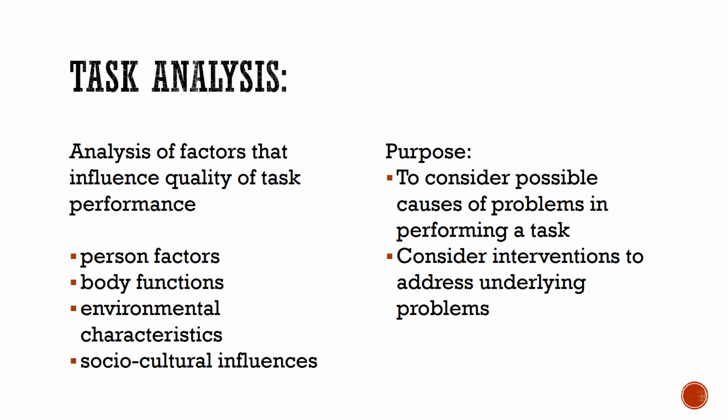Then we have task analysis, in addition to activity analysis and performance analysis. In task analysis, we ask ourselves, why is this person's performance quality like this? We think about the person factors, body functions, contextual, environmental, and social cultural influences that might be involved. This helps us think about what problems could be addressed by occupational therapy and what interventions would be most effective.